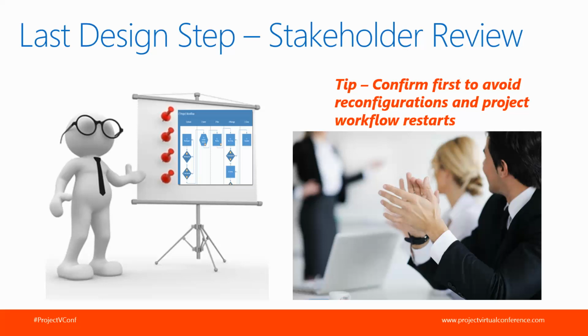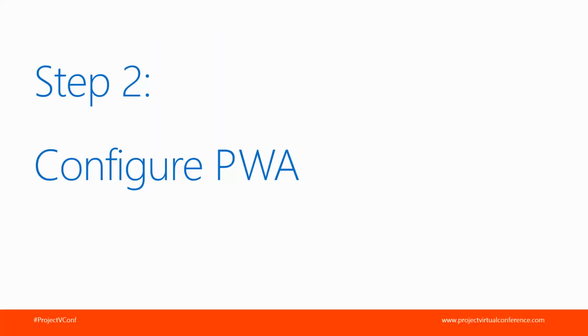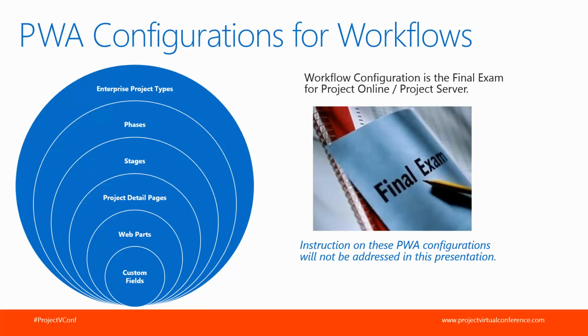And as you may know with workflows, when you need to reconfigure, and if you already have projects in those workflows that you reconfigure, you need to restart them. And when you restart a project's workflow, it's like the project is brand new, so you kind of lose the history of when it moved from stage to stage because of the need to restart it. So it's great to get confirmation of your workflows up front. So we've done all that, and now we're going to go into our PWA configuration.